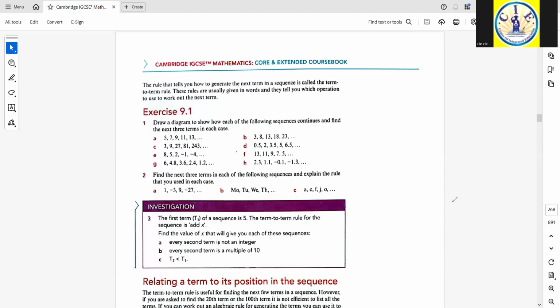In this video, we are going to solve exercise 9.1. But before starting this exercise, I would like to introduce some of the basic concepts.